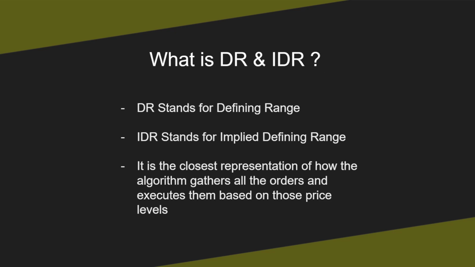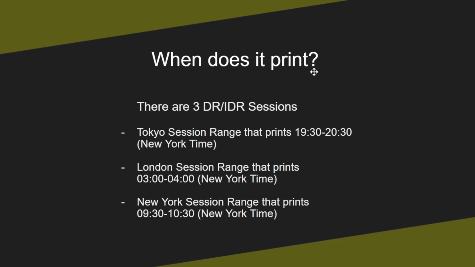The DR stands for the defining range and the IDR stands for the implied defining range. So if you're familiar with algorithmic trading, which most banks and financial institutions use nowadays, the DR and IDR is the closest representation of how the algorithm gathers all of the orders and executes them based on those price levels. And because computer algorithms tend to repeat themselves, once they've found a successful strategy, we can see the historical data on it. So when does the DR and IDR sessions print?